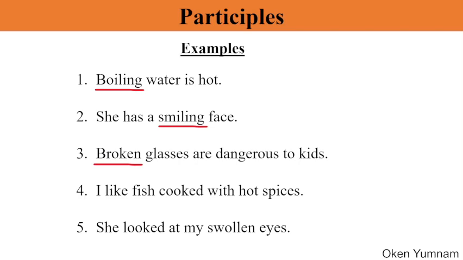I like fish cooked. What kind of fish? Cooked. So cooked is a participle. And here, she looked at my swollen eyes. What kind of eyes? Swollen eyes. So swollen is a past participle. Of course, it is a participle anyway.